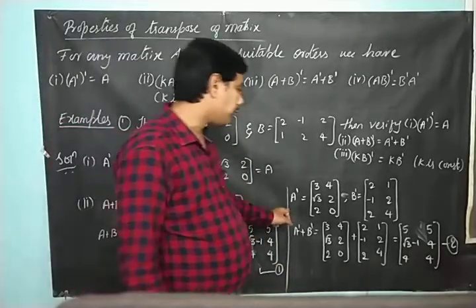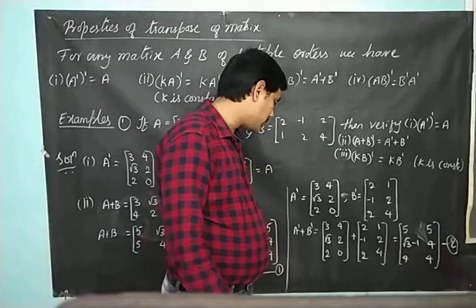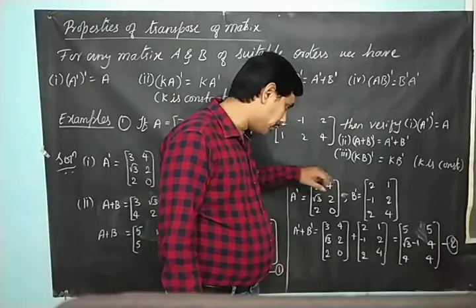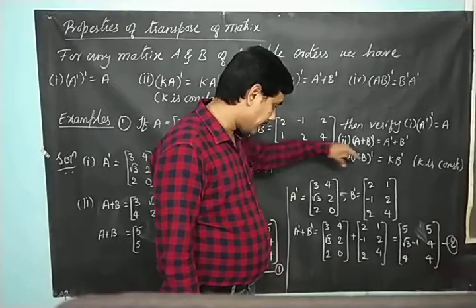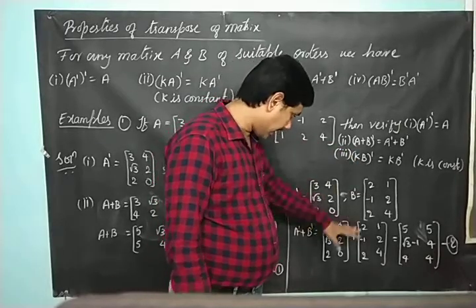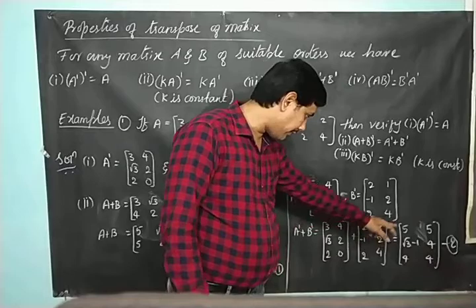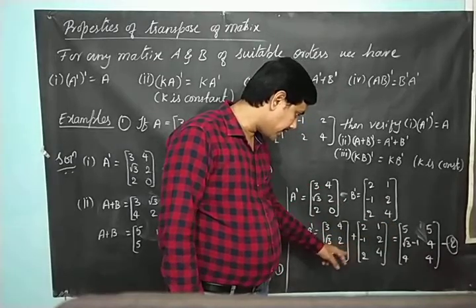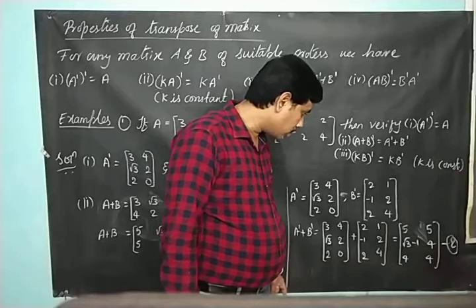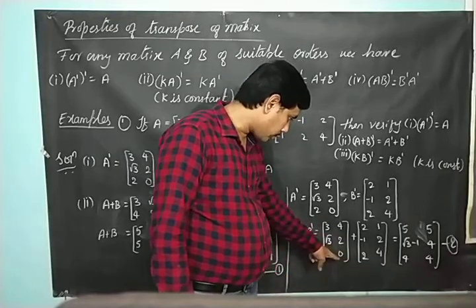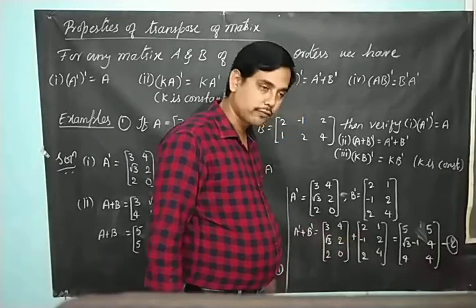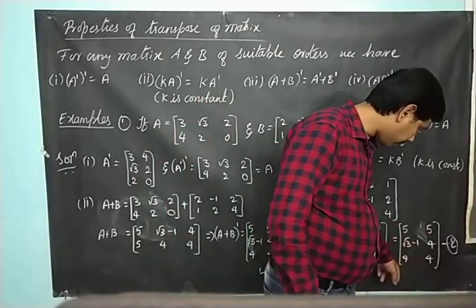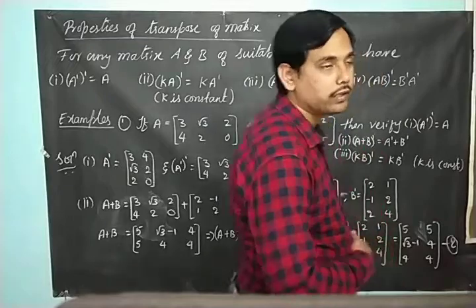So we have the values of A transpose and B transpose, right? So what will be A transpose plus B transpose? Add both matrices. What is 3 plus 2? 5. 4 plus 1, 5. Root 3 plus minus 1, that is root 3 minus 1. 2 plus 2 is 4. Here 2 plus 2 is 4 and 0 plus 4 is 4. So what you get here is 5, root 3 minus 1, 4, and 5, 4, 4, right?